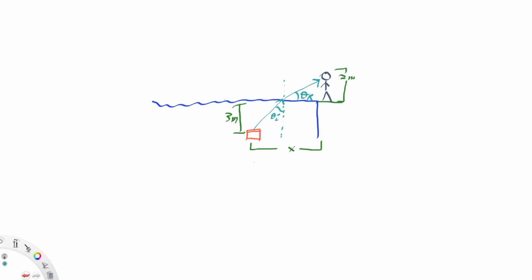Alright, so we're going to use Snell's law to answer this question. The index of refraction of air is basically 1, right? And then the index of refraction for water is about 1 1/3. So nr is equal to 1. ni is equal to 1.33.